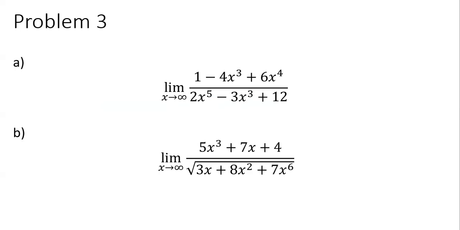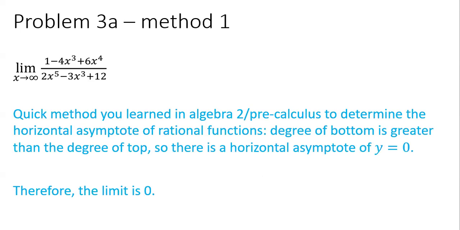Okay, number 3, part A, I did 2 methods. I could have done 3 methods, but I only showed 2 here. We can do it the quick way that you probably learned in Algebra 2 or pre-calculus. This is a rational function. How do we determine if there's a horizontal asymptote for rational functions? We do the degree test.